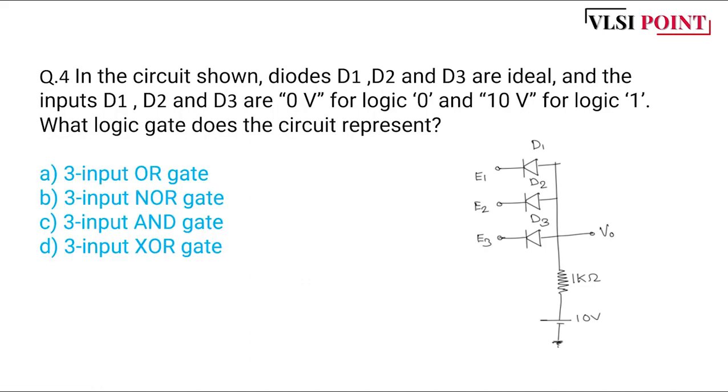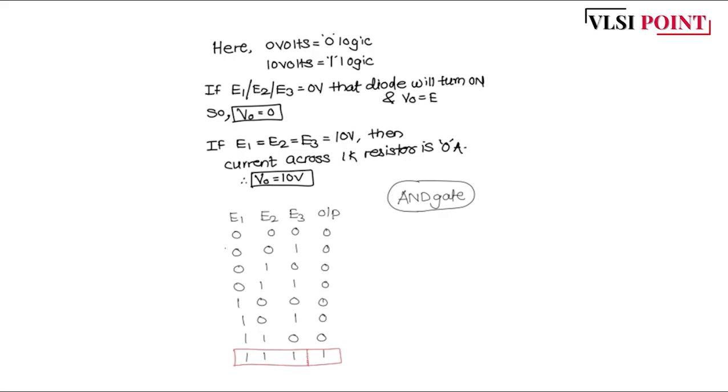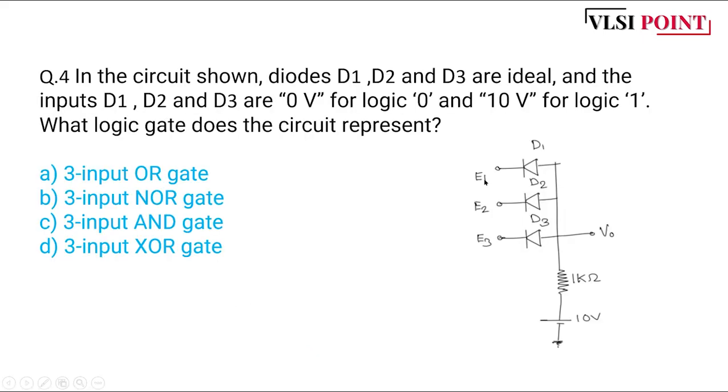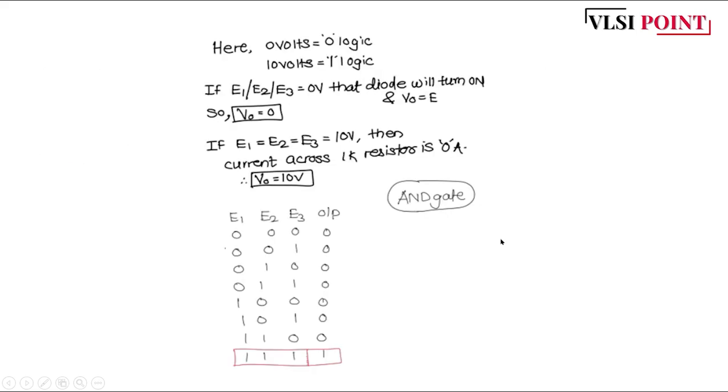The options are 3 input OR gate, NOR gate, AND gate and XOR gate. Let's solve the question. Basically here, as they mentioned, 0 volts is logic 0 and 10 volts is logic 1. We know if E1 or E2 or E3 is 0 volt, the diode will turn on. See here, if it is 0 volt, the negative terminal of the diode has 0 and the other terminal has some higher voltage. So this diode will turn on. Same for E2, same for E3. So V0 is 0 volt.